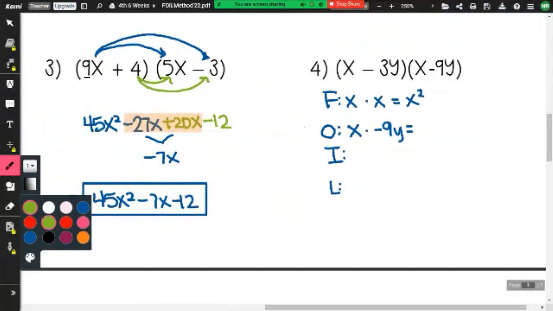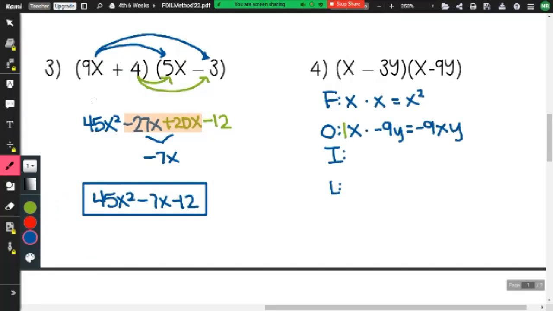Now, let me go ahead and fill in my coefficient. 1 times negative 9 is negative 9. But when you multiply x times y, when you multiply two different letters, you just put them together. Okay. Next, inside, we do negative 3y times x. Let me fill in my coefficient. Negative 3 times 1 is still negative 3. Y times x is yx, but put it in alphabetical order and it becomes xy.